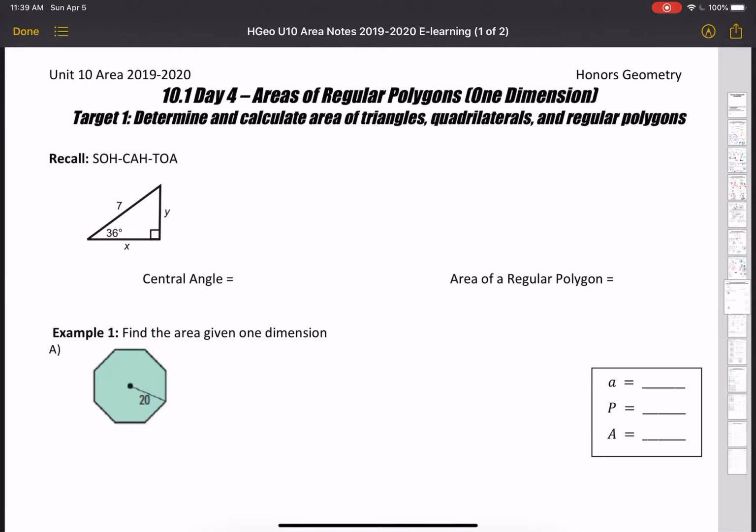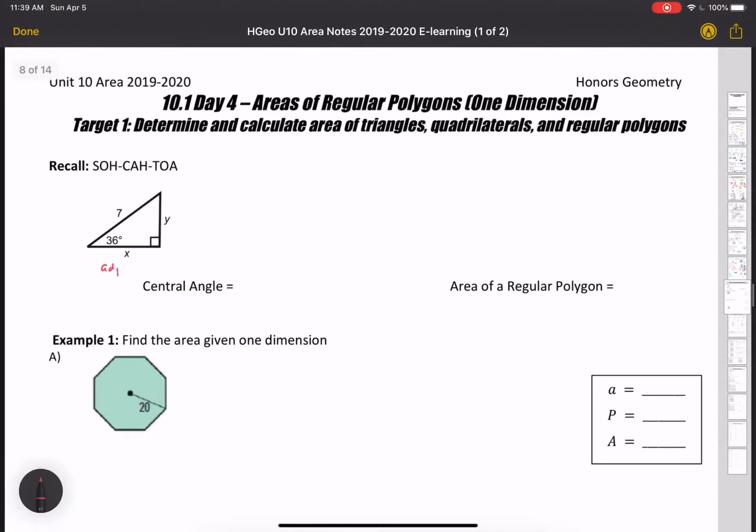So, SOHCAHTOA, we have to remember our trig. It only works in right triangles. Sine is opposite over hypotenuse, cosine is adjacent over hypotenuse, tangent is opposite over adjacent. So we've got that reference angle of 36. The x is adjacent, the y is the opposite, and always opposite the 90-degree angle is your hypotenuse.